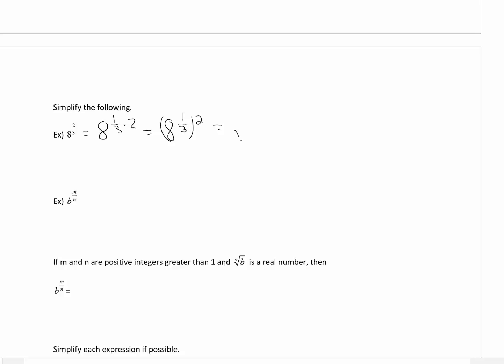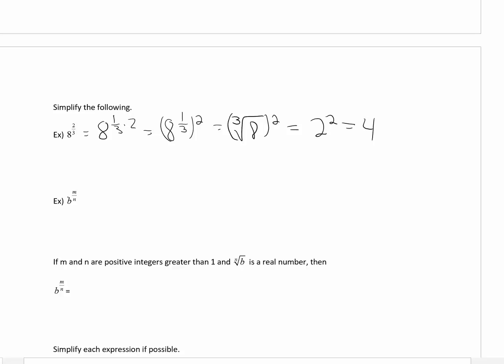That is the same thing as rewriting it as the cube root of 8 and squaring it. Well, the cube root of 8 is 2, and 2 squared is equal to 4. So 8 taken to the 2/3 power is equal to 4. So how can I do this in general?